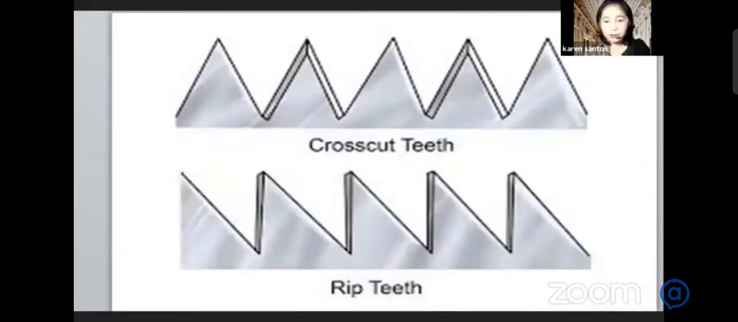Okay, so ito yung pinagkaiba ng rip saw sa cross-cut saw. So naandito sa teeth yung difference ng dalawa. So the cross-cut is designed for cutting across the grain. So remember that, across, from the word cross-cut. And then the rip saw, it does not have an angled edge.